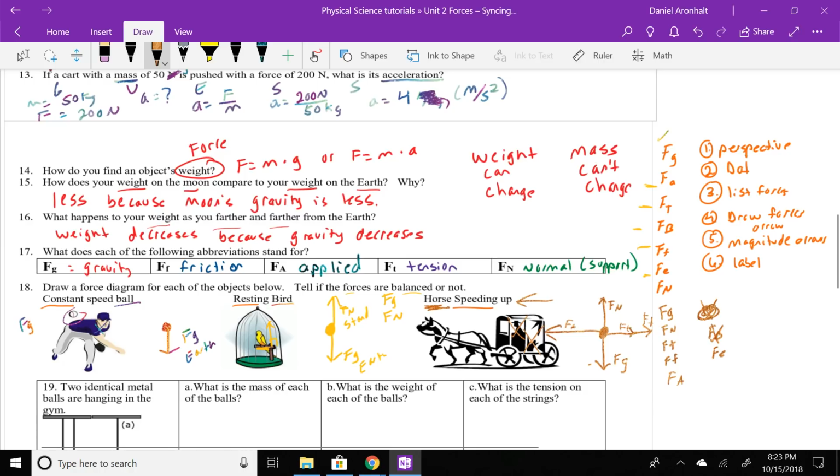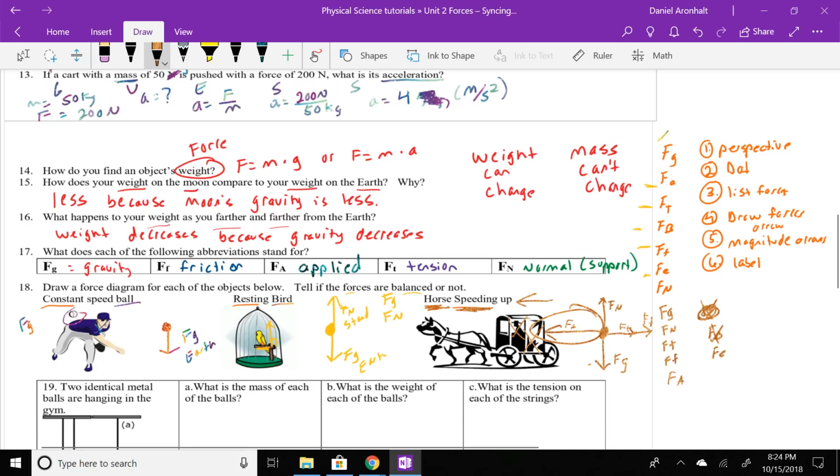Now, magnitude-wise, if the horse is speeding up, Newton's law says that the forces can't be balanced. So one's got to be bigger than the other one. And since it's speeding up, the applied force has got to be bigger than the friction and tension. So are the forces balanced?